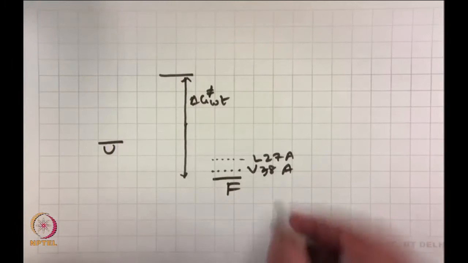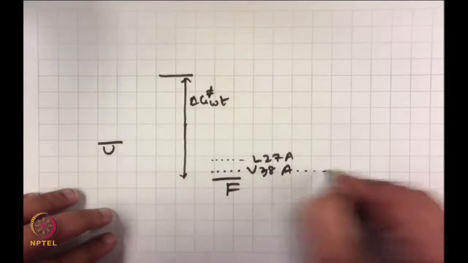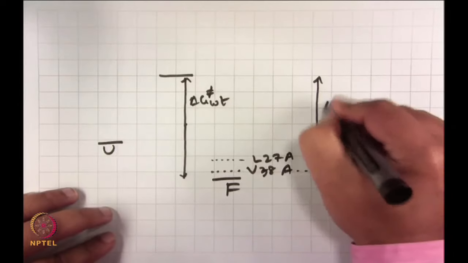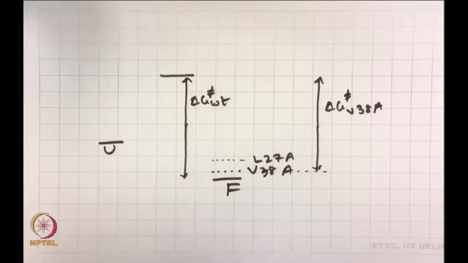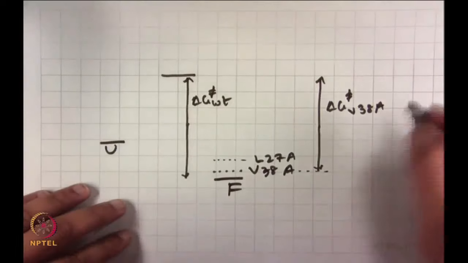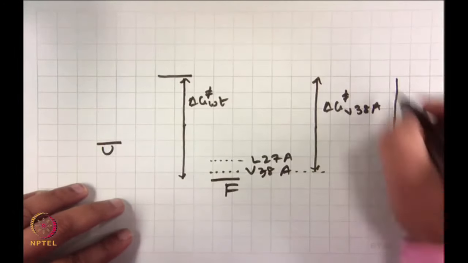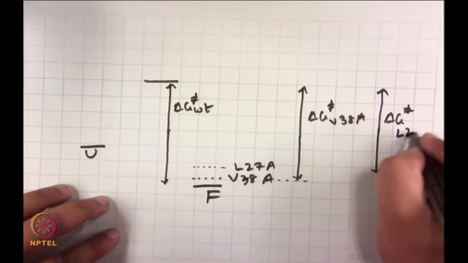Okay. Now, when you are going to V38A, say if this is V38A, this would be delta G dagger V38A. So, what has happened? Already the energy difference between your transition state and ground state has decreased. Okay. So, now if you go for L27A, what will happen? It would be further decreased. So, delta G double dagger L27A.